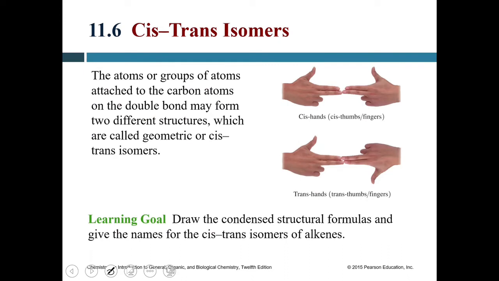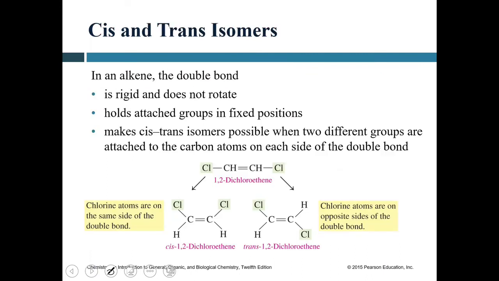Now, the interesting feature of unsaturated hydrocarbons is that they have so-called cis and trans isomers. The groups of atoms attached to the carbons connected by the double bond can form different structures, resulting in geometric isomers. So let's take a look.